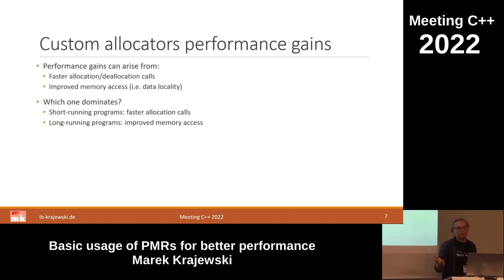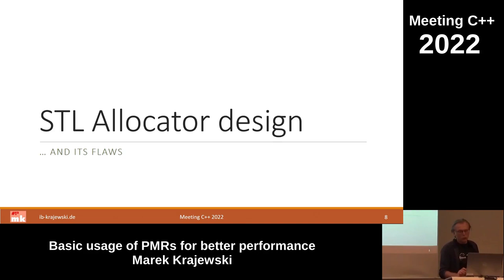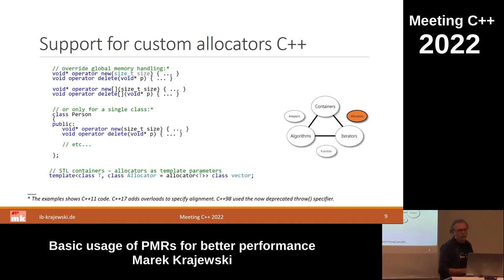So how is C++ supporting custom allocators? We can override the global new and delete allocators for the entire program, very crude. We can override them for a single class. And then we can use allocator support with STL containers.